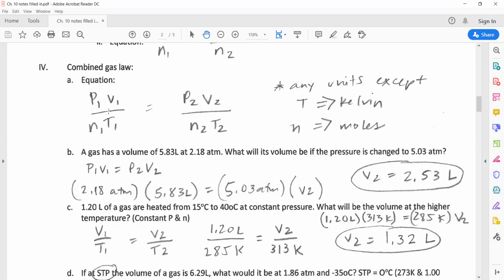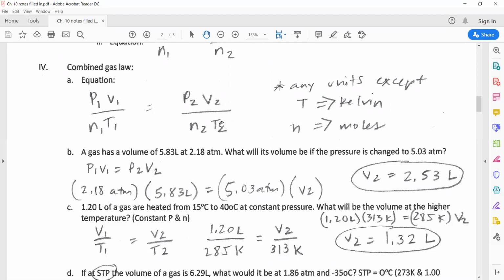Or if you're looking at volume and temperature only, then you get rid of the P and the N, you just neglect them because they're staying constant, and you're back to V over T equals V over T for Charles's law. So you can get to any of these relationships through this combined gas law. You just eliminate any variables that are not changing.